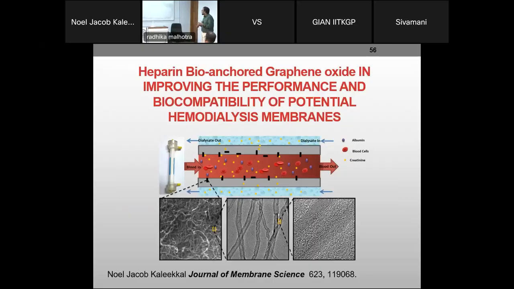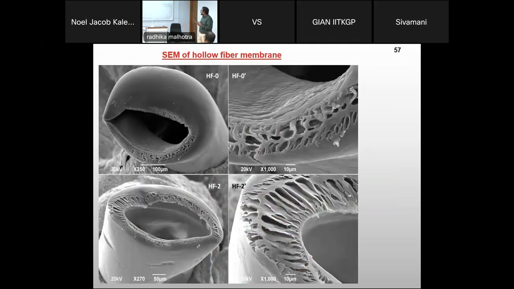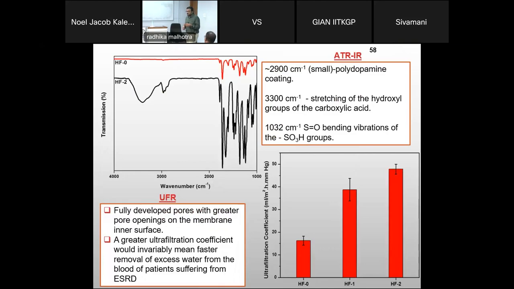So the last one was on the heparin bioanchor to graphene oxide, the same thing. Here we have converted into a much larger module and we have done the same work. So these are the SEM. So the fibers now, we were able to improve our spinning capabilities. The fibers now are very thin. So any time that you try to break it to take a SEM image, the fiber sags and it's very difficult to get a SEM image as such because it's much thinner.